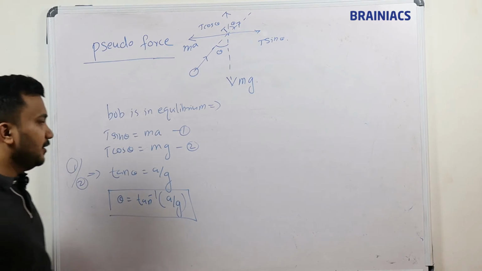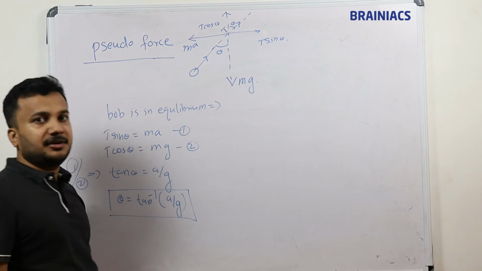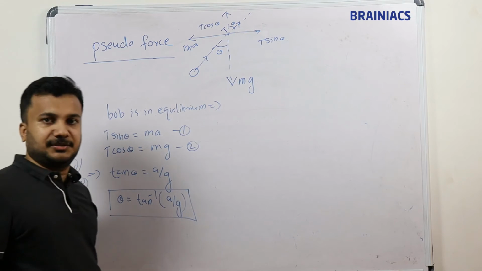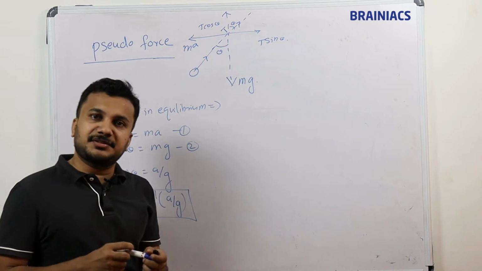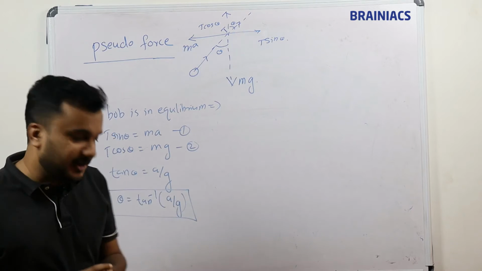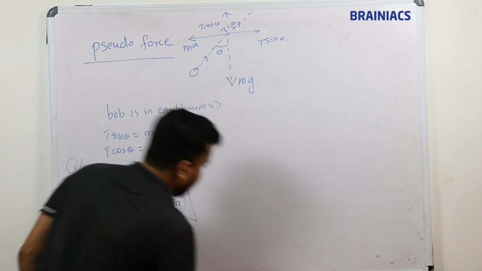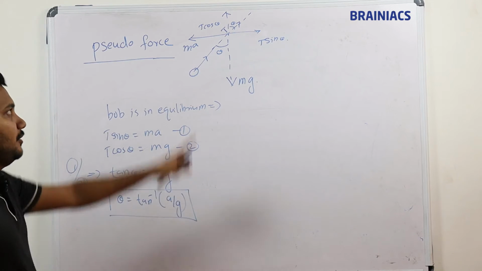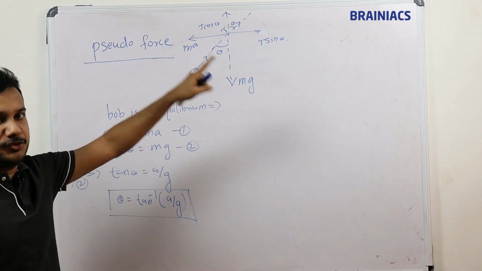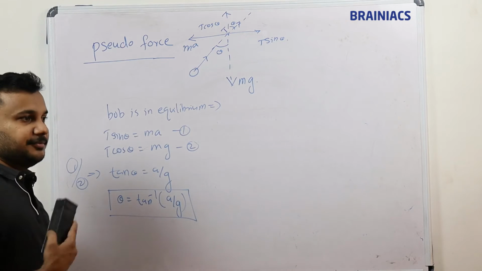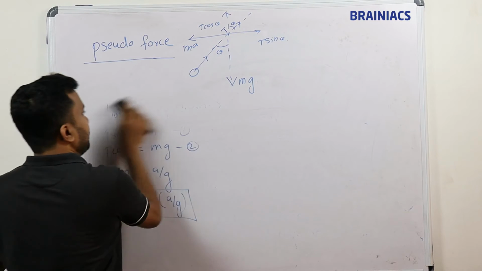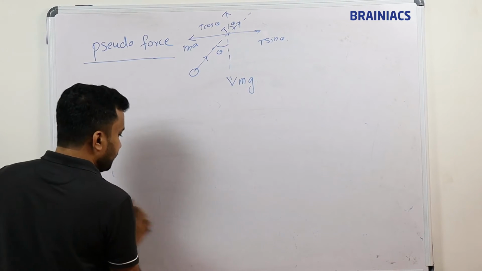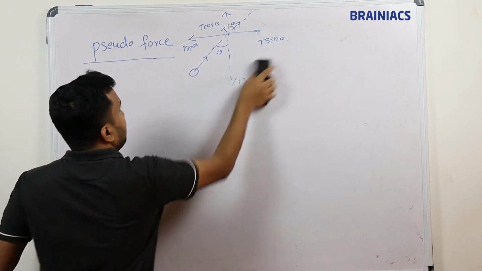Theta is the angle at which the bob of the pendulum goes back within a car system, because the car is a non-inertial frame of reference. We'll take another example. Hope this is clear to you. What I have done is only consider ma in the opposite direction because the frame is a non-inertial frame. We'll move to the next question.